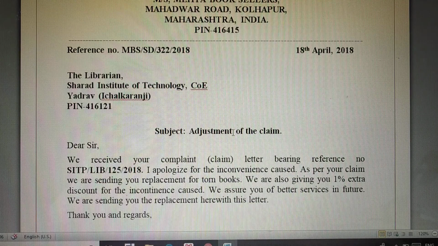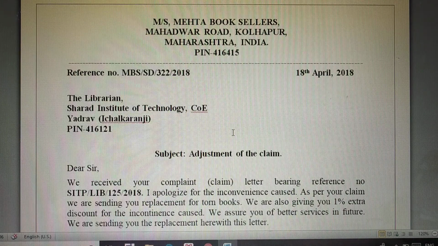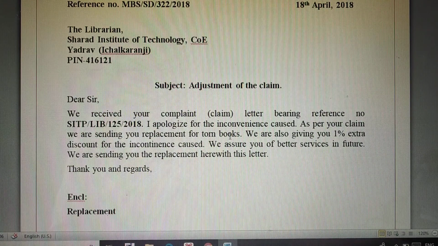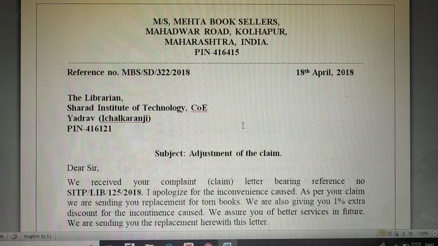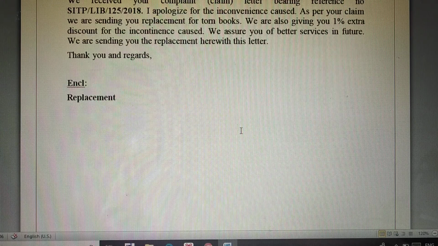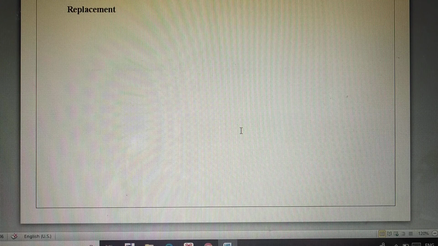Last letter is the adjustment letter. After the complaint, Mehta bookseller or whatever the receiving industry is, she will write how she is going, or how that company will write how they are going to replace, or whether they are going to repair it or fix it. All those details they will give in this adjustment to the complaint letter. So this is about the letters.